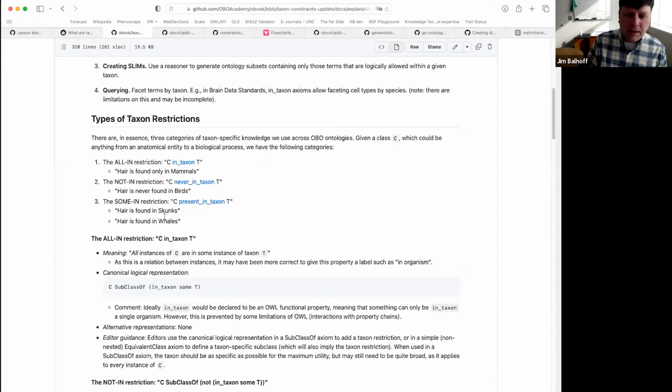You're just making a statement that there is an example of this structure present in that taxon, and this is useful for quality control. Even if we pretend we didn't know the taxonomic extent of hair, we can at least say some of the taxa that we definitely see it in. That way, if some other taxon restrictions get added to the ontology that would make it impossible for hair to be in whales, then the presence of this would give us a logical error, which would be useful to catch.